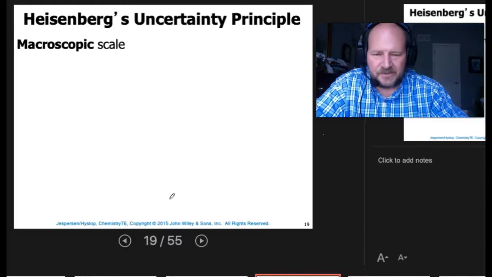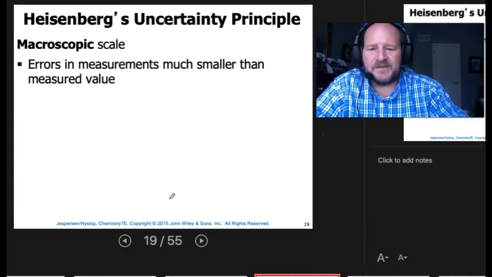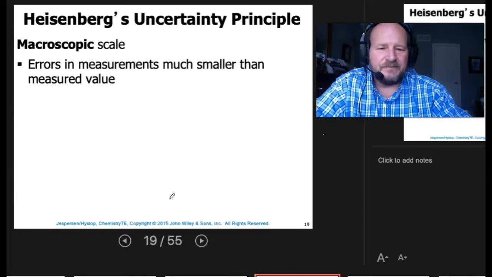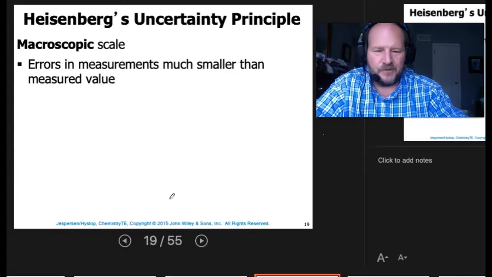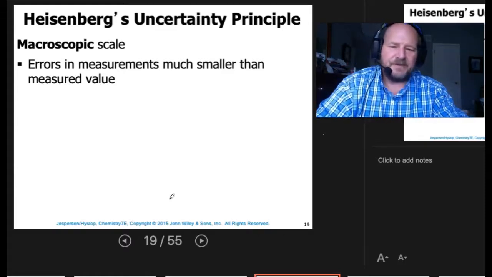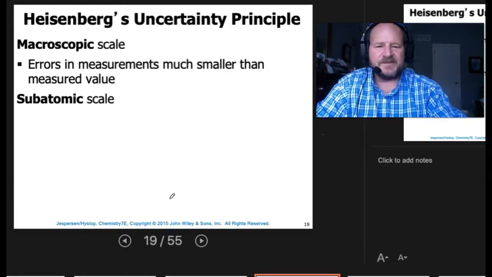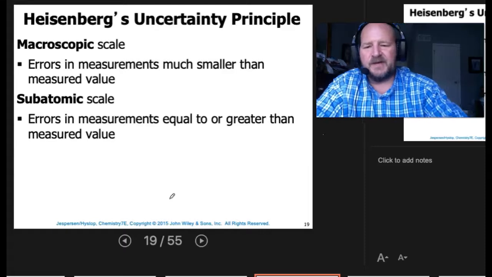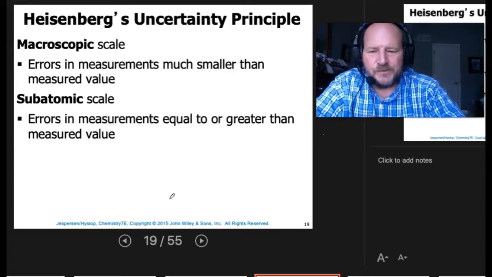Now, on the macroscopic scale, errors in measurement are much smaller than the measured value, right? So Heisenberg's uncertainty principle kind of goes away on the macroscopic scale. So if I have two cars and I know the directions and where they're going and I slam them into each other, we kind of can see what's going to happen and we can measure that. So really, we're only talking about the subatomic scale. So here, the errors in your measurements are going to be equal to or greater than your measured value, right?